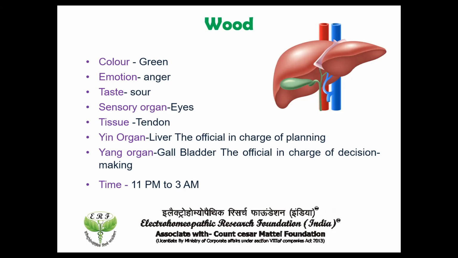The sensory organ of the liver is the eyes. If there are any problems in the eyes like itching or blurriness, it means your liver function is high. And the tissue of the liver is tendon. If there is any pain or inflammation in the tendon tissues, it means your liver is in hypo condition.